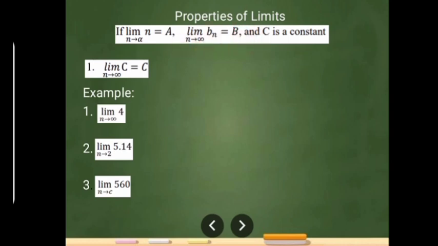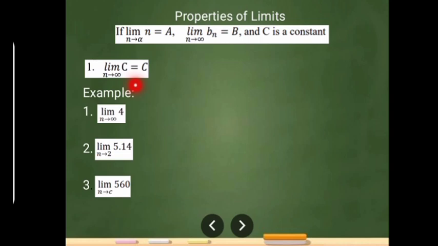Properties of limits. If limit a_n as n approaches infinity equals a, limit b_n where n approaches infinity equals b, and c is a constant. The first property of limits is limit c where n approaches infinity equals c. We know that c is a constant, and the limit of a constant is itself.